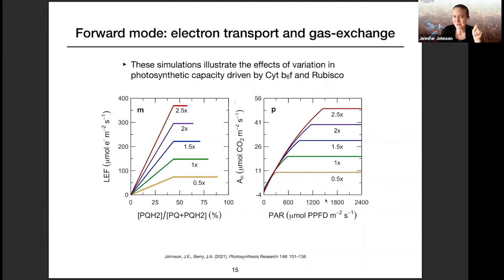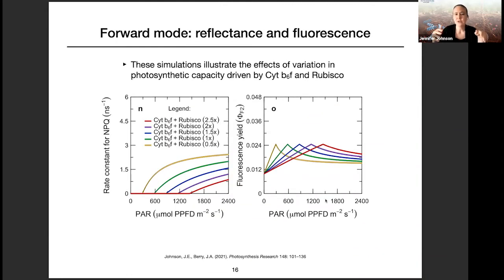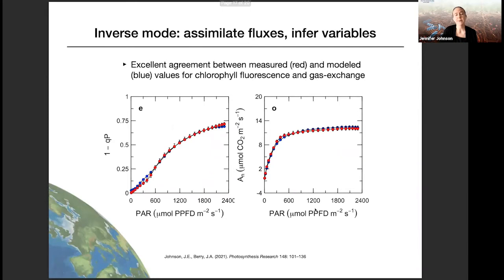What we can also do is extend these simulations to predict observables that are accessible with reflected or emitted light, so reflectance and fluorescence measurements. And the panel now on the left shows the same light response, but how it's expressed in terms of regulated non-photochemical quenching, and on the right in terms of the steady state fluorescence yield. These capabilities are really interesting and exciting in an earth science context because they're accessible at large scales through inversions.